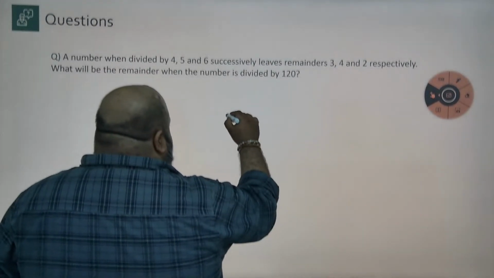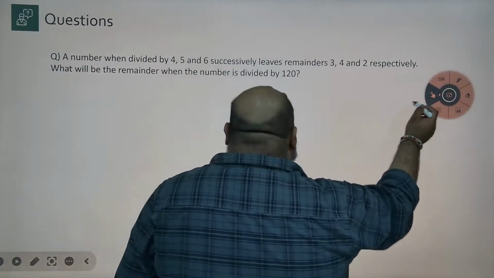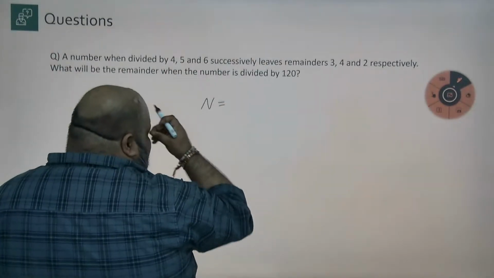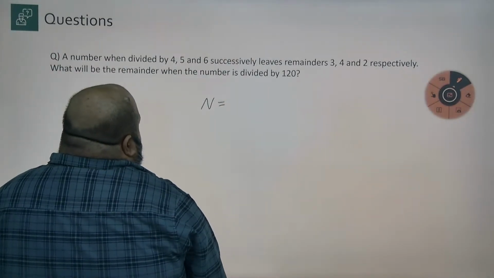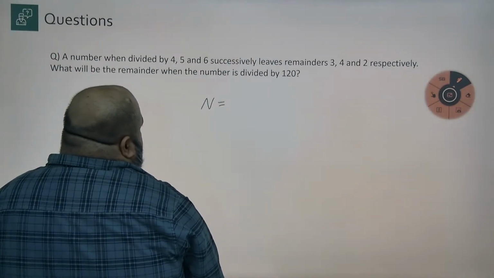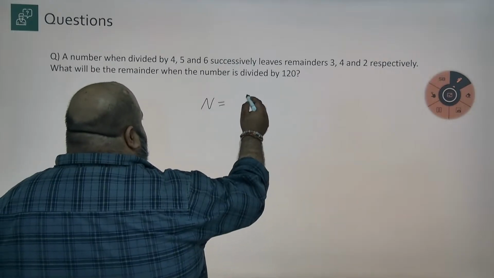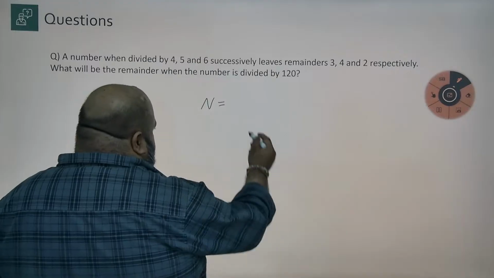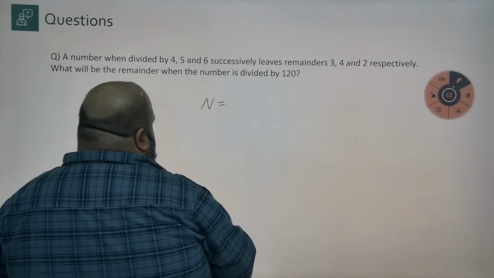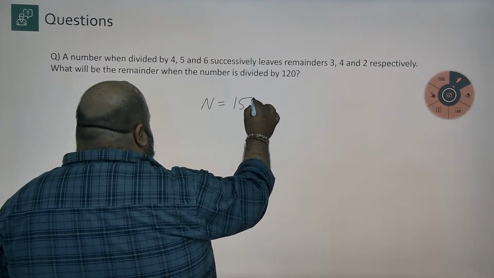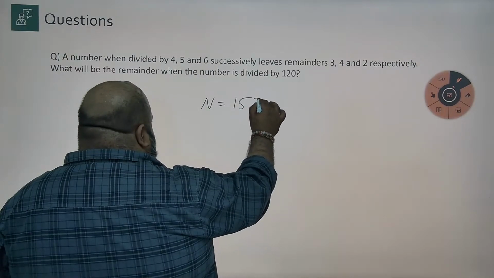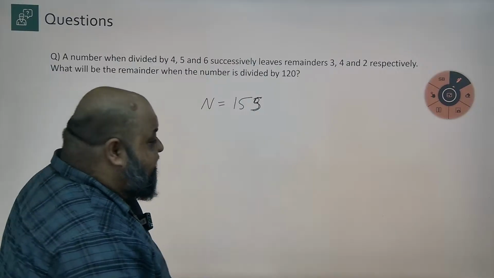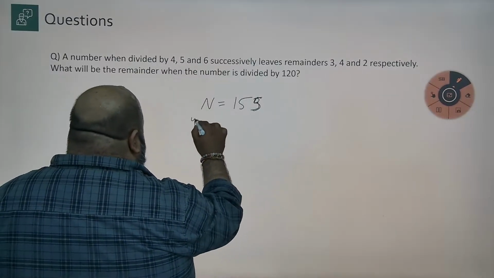Suppose I take a number n, which has a value of 155. I am dividing this successively by 4, 5, 6. So what I'll do is I'll divide it by 4 first.